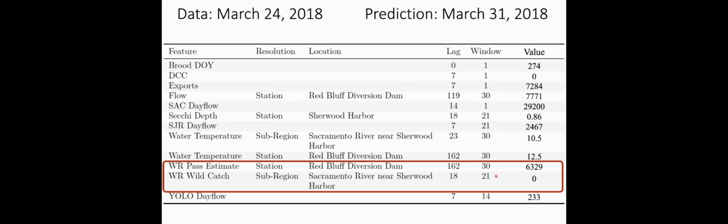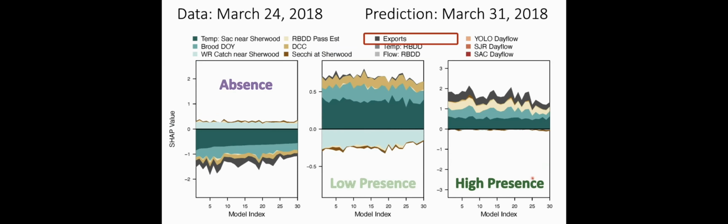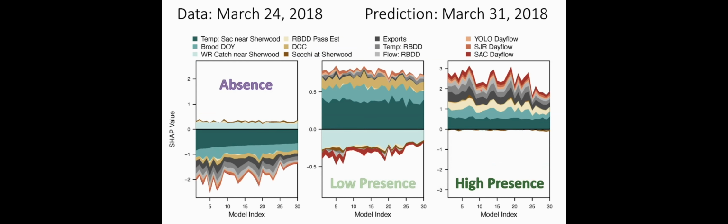Now, I was curious about this, so if we go back and look at the data, this makes sense. We have a decent pass estimate 6 months ago, but we have nothing that we caught 3 weeks ago at Sherwood Harbor. We can then move forward a couple metrics and we can look at exports. And we see that the exports are saying it's very unlikely we're going to get an absence. And in fact, it is likely we're going to get a classification of high presence. We can then add on all of the flow metrics. And what we see is that overall, we have a lot of negative evidence to classification.